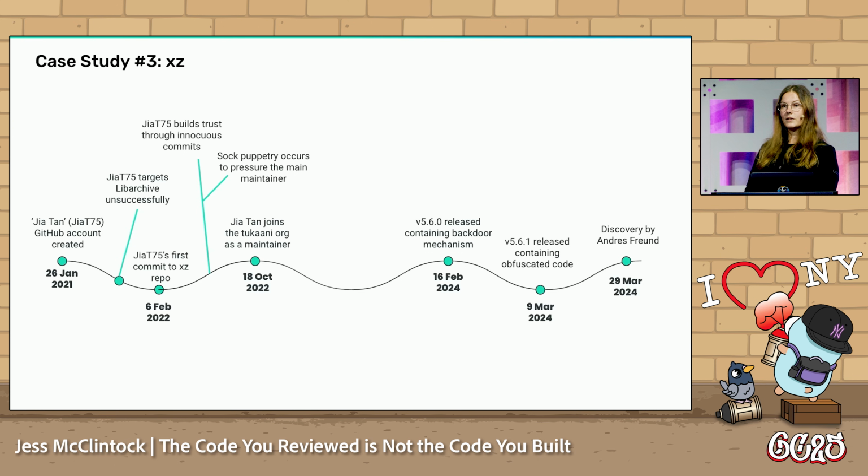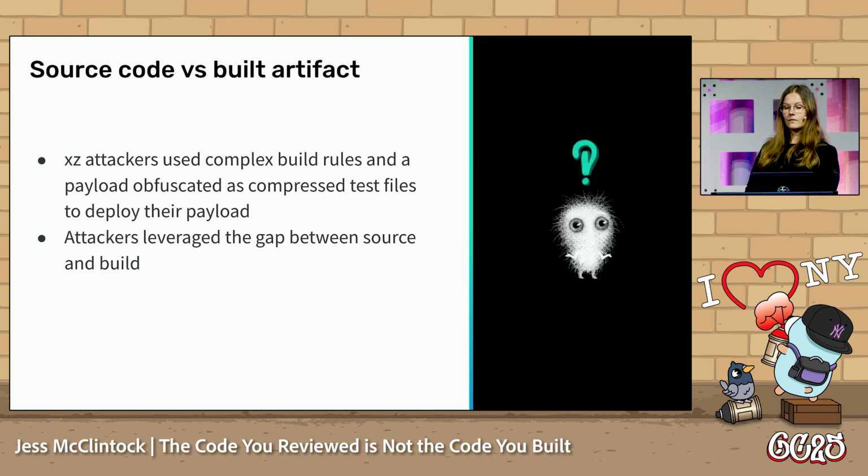Firstly, the target OpenSSH doesn't even have a dependency on XZ. The attack depended on how certain Linux systems bundle OpenSSH with systemd, which adds the key dependency. Secondly, the payload was cleverly obfuscated as compressed test files, and due to the complex build system, it wasn't even clear that these files would be part of the build at all. This is fairly different than the other attacks that we've seen, but this attack shows us that attackers can use complex build rules and obfuscated payloads to deploy attacks.